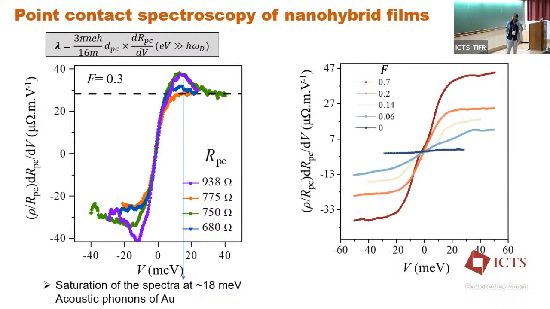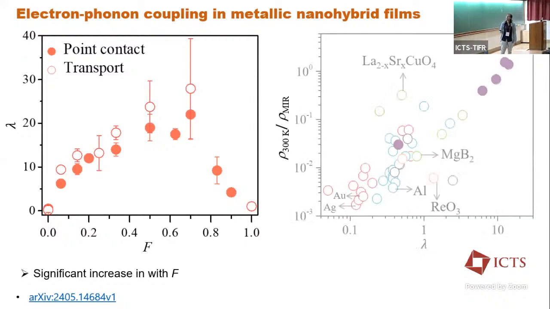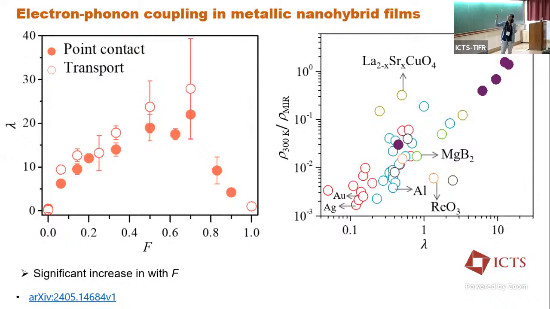With changing silver fractions, we see that the background increases. This is how the electron-phonon coupling looks. For 0 and 1, which means pure gold and pure silver, we have a value less than 1. But in an intermediate regime, it goes as high as 20 or so. And in a compilation of the electron-phonon coupling strength in different materials, this is what it looks like.